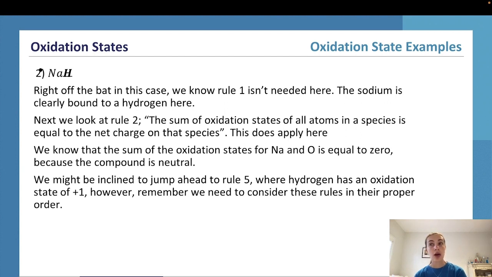So we can say that the oxidation state for the entire molecule is going to be 0, but the oxidation state for sodium will be +1, and the oxidation state for hydrogen will be -1.